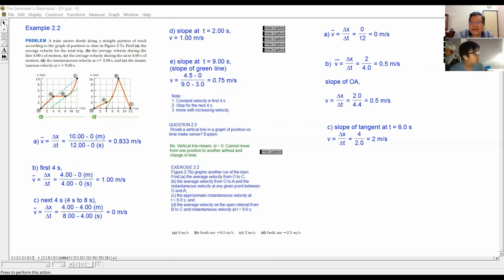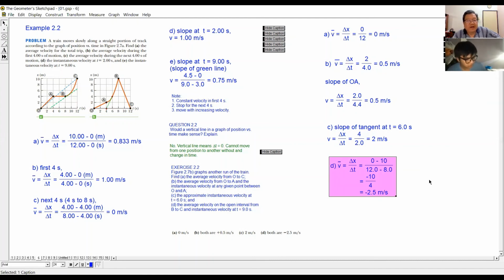Divide by how many? 12 minus 8. Correct, 12 minus 8. So this is the answer here: negative 2.5. Negative means what? Can you tell me what negative means here? Moving down? In this case, it's moving to the left. Right is positive, left is negative. Oh yeah, left side. Sorry.